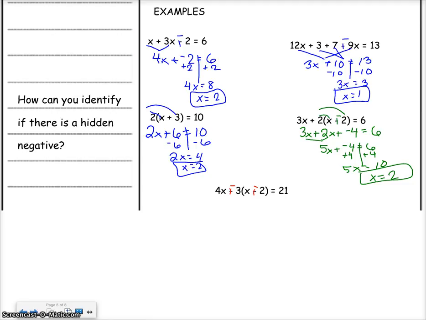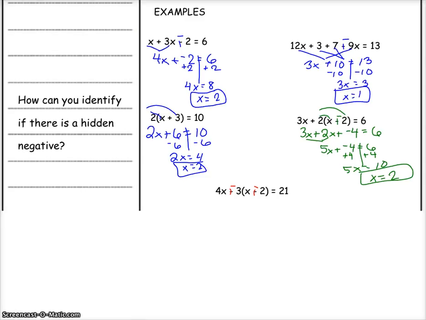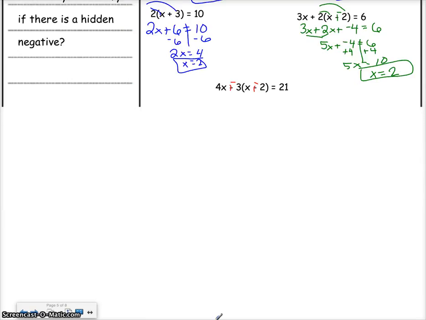Then my step 1 is to distribute. I'm only distributing that negative 3. So it's 4x plus a negative 3x plus a positive 6, right? Negative 3 and negative 2 is positive 6 equals 21. Combine like terms. 4 and negative 3 is just one little x, plus 6 is 21. x is 15.